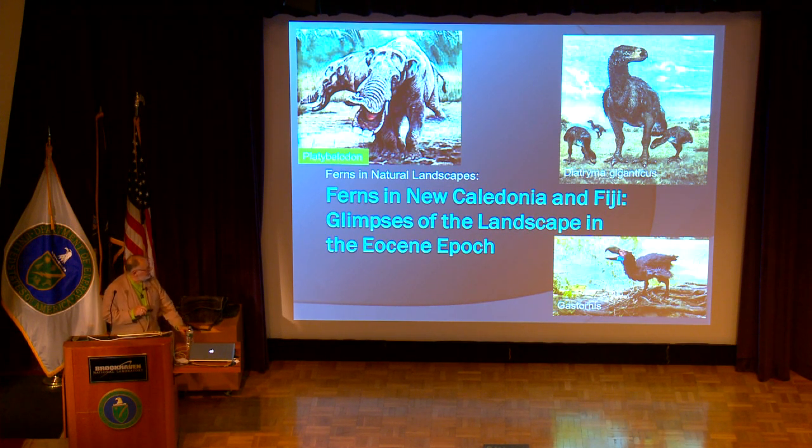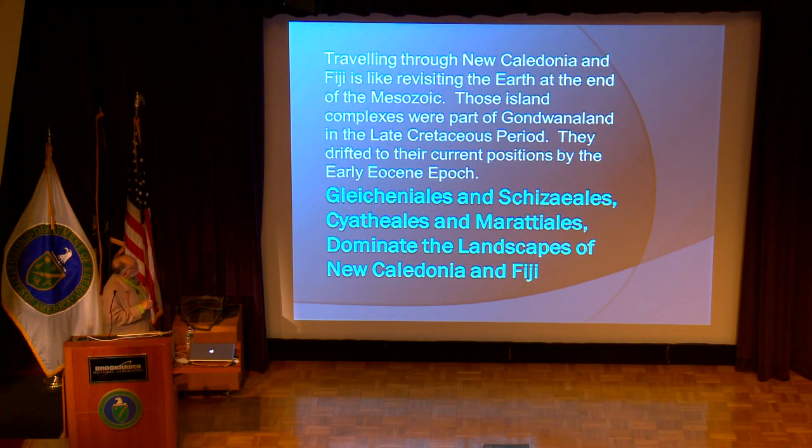New Caledonia and Fiji: I consider these glimpses of the landscape of the Eocene epoch, and really even the Cretaceous. When you go back down to it, I'll tell you why. And these were the animals that were around at the time when these ferns were part of a whole continent. Traveling through New Caledonia and Fiji is like revisiting the Earth at the end of the Mesozoic. Those island complexes were part of Gondwanaland in the late Cretaceous. They drifted to their current position by the early Eocene. So they usually say separated since the Eocene.